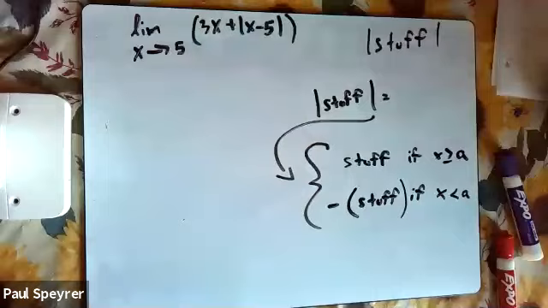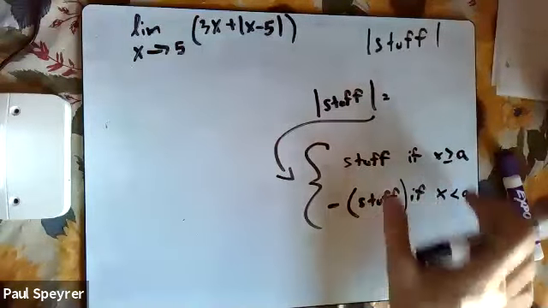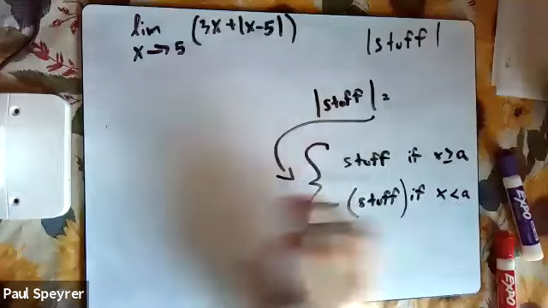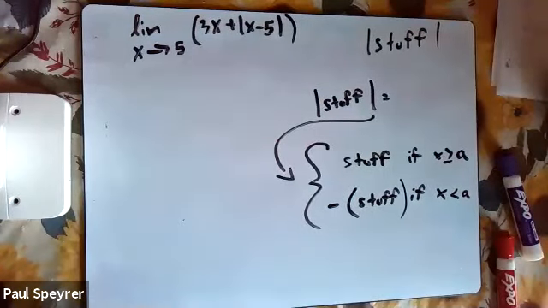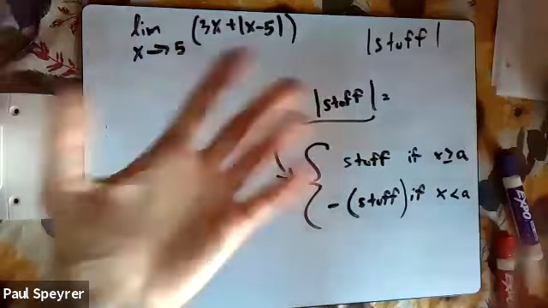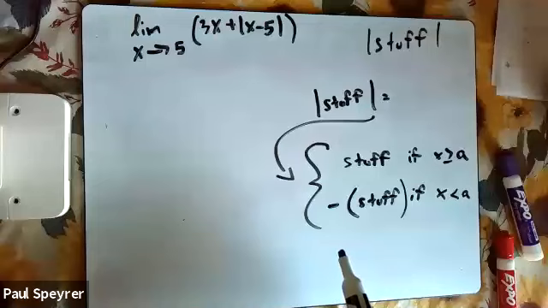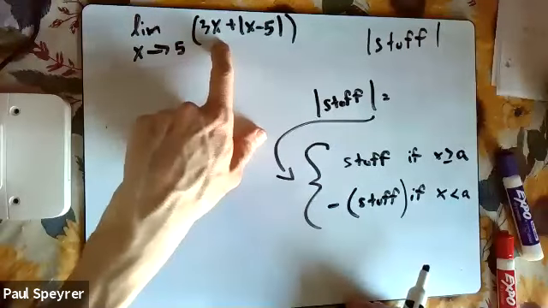But again, stuff could be anything. Like stuff in this case is just x minus 5. If we follow this little shortcut thing that I worked out right here, we're not going to have any issues. So let's try that out, right? Now you can have additional stuff floating outside of it, right? Like this 3x, for example.